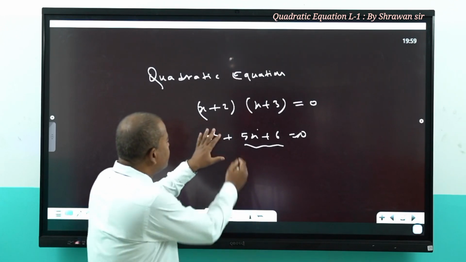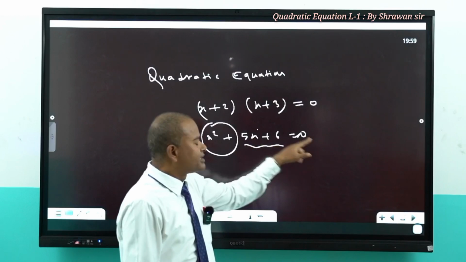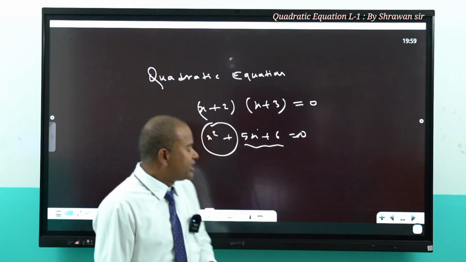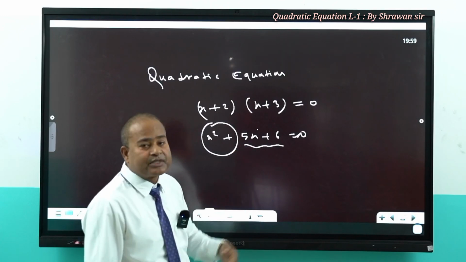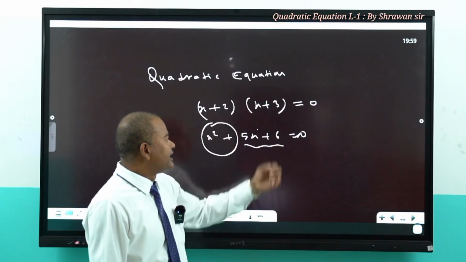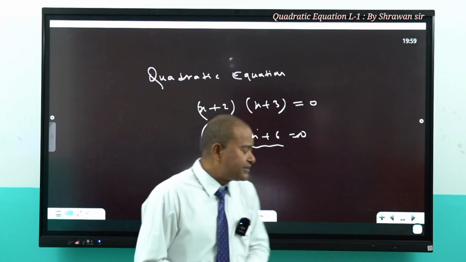So if the first term is excluded, then 5x plus 6 is equal to 0. It is known as a linear equation, an equation in which the degree is equal to 1, or we can say if the highest power of the variable in an equation is 1, then it is a linear equation. Now let's define what is called a quadratic equation.